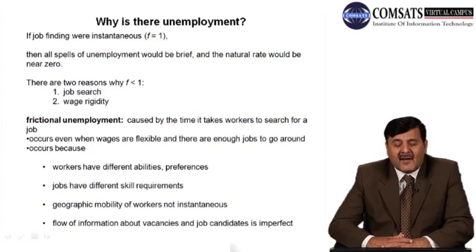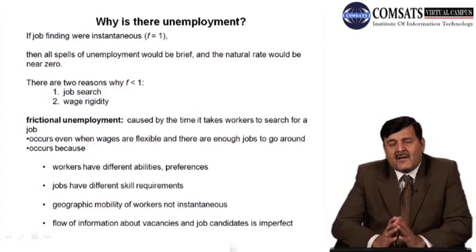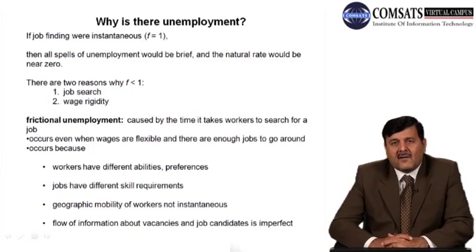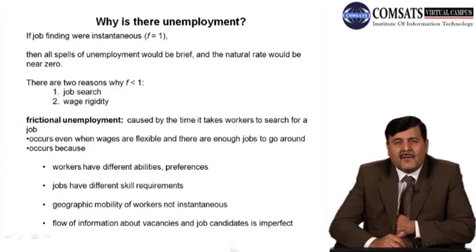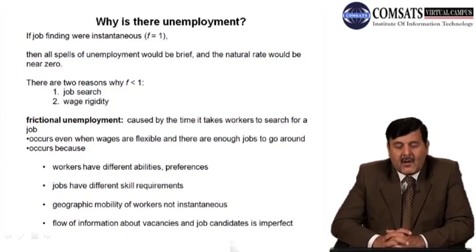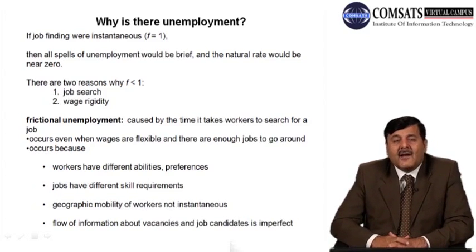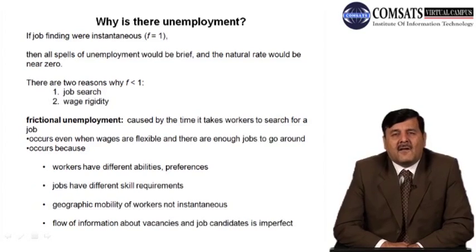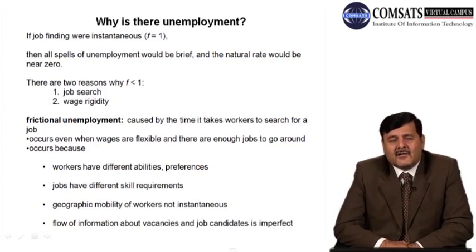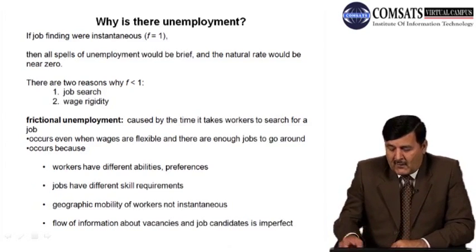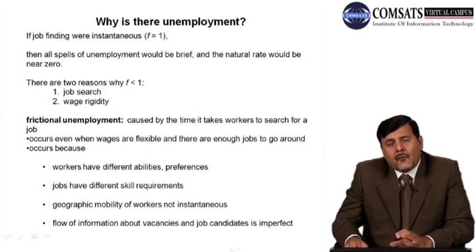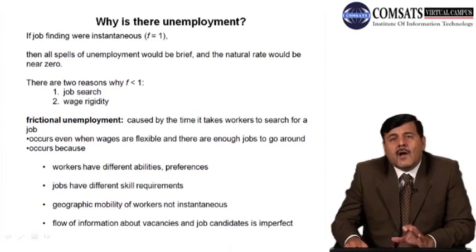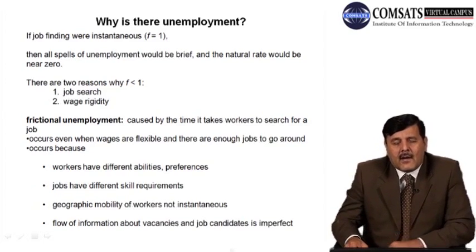Because of geographical mobility also, workers keep searching for jobs, and when there is mobility between the cities, between the countries, because of that also people remain unemployed for a certain time period. Now the last reason I mentioned for frictional unemployment is that the flow of information about the vacancies and about the job candidates is imperfect. The flow of information is not correct, not complete, and because of this people keep searching for jobs, and they remain unemployed for a certain time period. So these four are the major reasons of frictional unemployment in the economy.